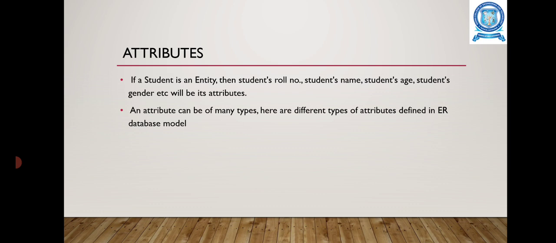Attributes. If a student is an entity, then the student's roll number, name, age, gender, and marks are considered attributes. They will be the attributes of the particular entity. An attribute can be of many types.